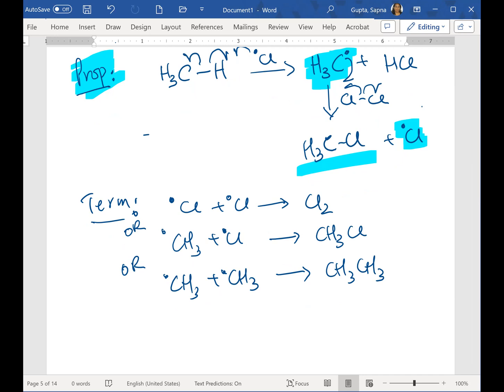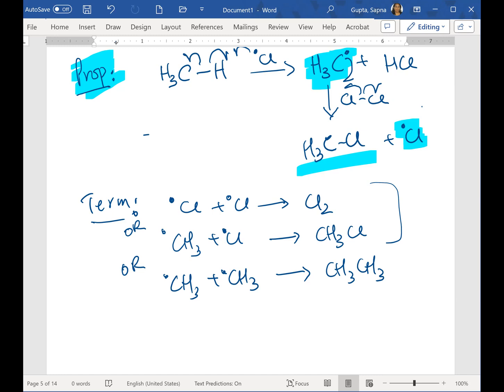You don't have to write the termination of every single radical you formed. If you want to do it, that's a different thing, in which case the first two steps are sufficient. That's fine. But if you feel like writing the last one, that's fine too. But I need only one of these reactions. I don't need all of them from you. So just keep that in mind.